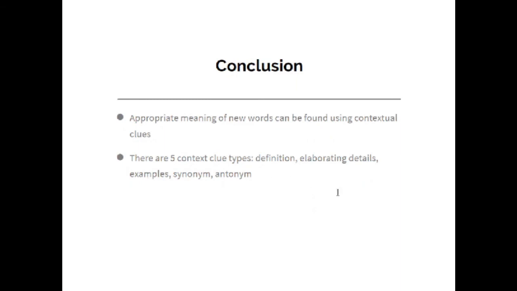So as a conclusion, we now know that the appropriate meaning of new words can be found not just by looking up in a dictionary. We can also use contextual clues, or we guess the meaning based on the sentences or the context of the text. There are 5 context clue types that we have discussed earlier. Number 1, definition. Number 2, elaborating details. Number 3, examples. Number 4, synonym. And number 5, antonym. All of this you can practice, right?